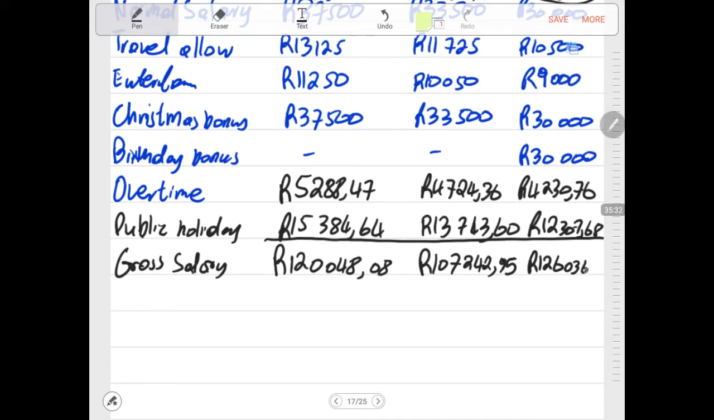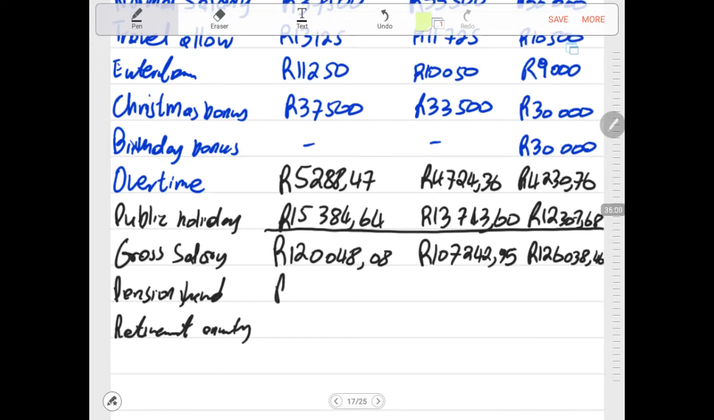126,036 or 136,038 rand 46 cents. So now these then become our gross salaries. First deduction, we know that it is pension fund, and we know the second deduction, it is retirement annuity fund. If there is retirement annuity, we know that pension fund is calculated from the normal salary.